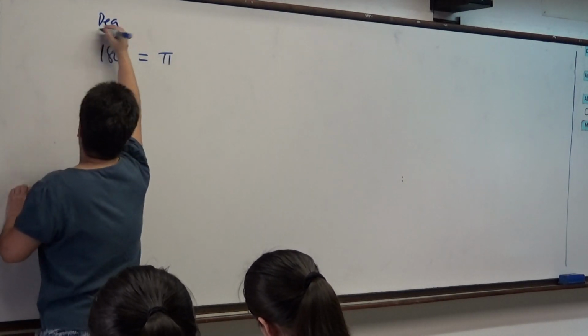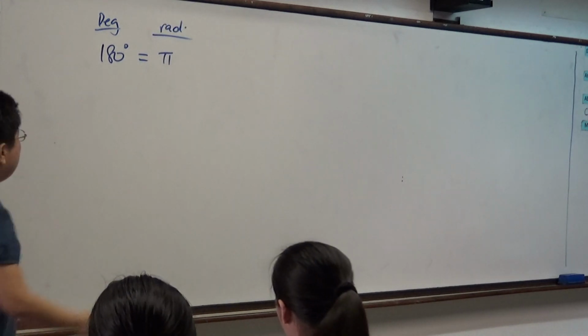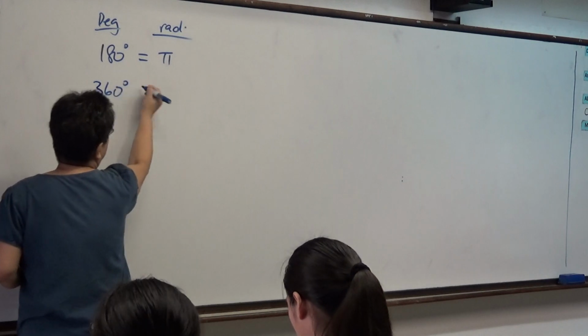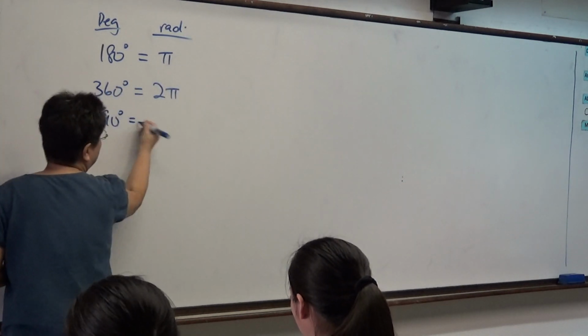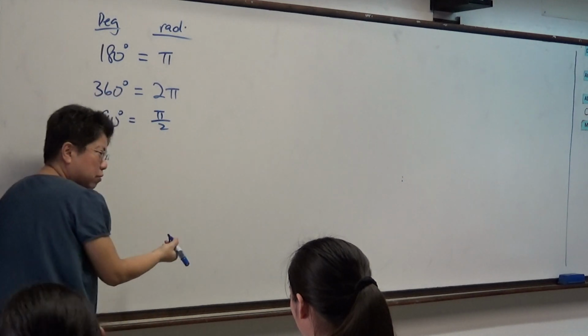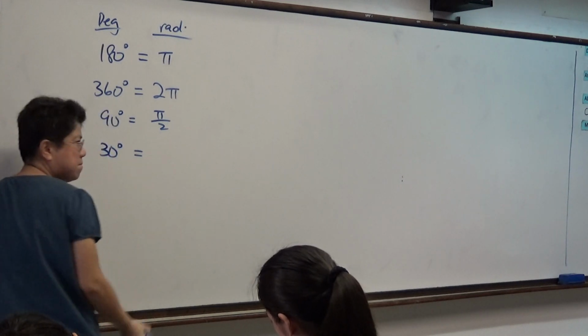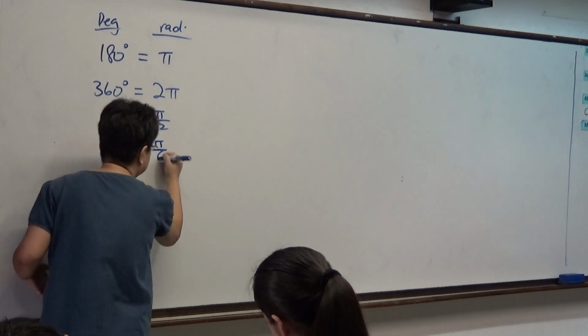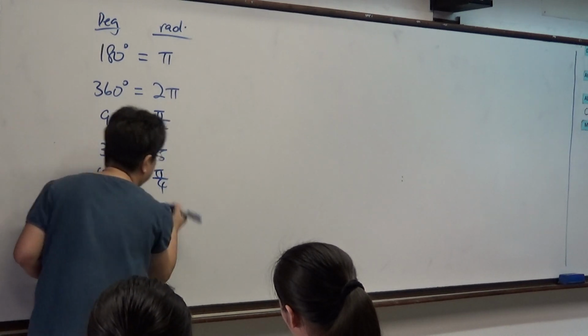One is in degrees, this one is in radians. Okay? 360 is what? 2 pi, right? 90 is pi over 2. Very good. Okay, what about 30? Yes, pi over 6. 45 is pi over 4.